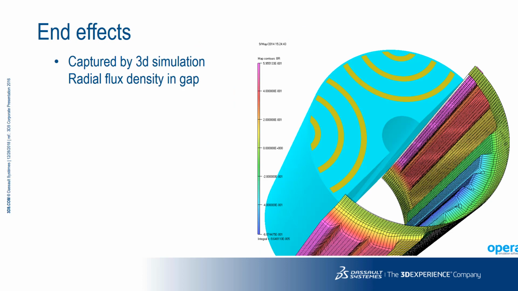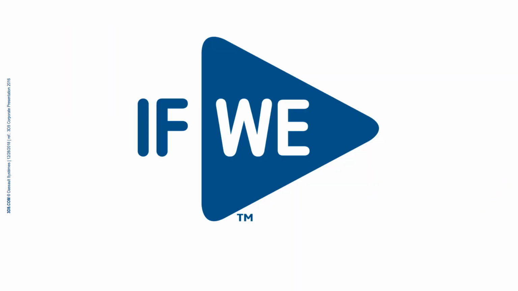The fact that we can simply switch between 2D and 3D analyses at the model build stage means that we can accurately but easily investigate the end effects when we're ready to do so.